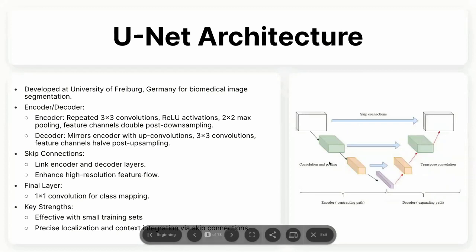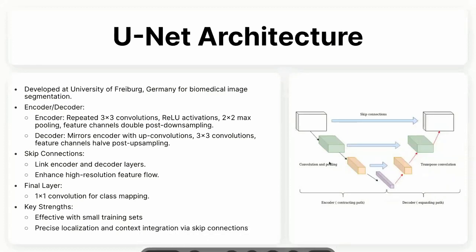So I'm going to talk about one of those now, which is the UNet architecture. This was developed at the University of Freiburg, Germany for biomedical image segmentation. So this is kind of the go-to solution for segmenting regions of interest within an image, like within the context of radiology, like trying to segment a tumor or segment out something which would be of interest.